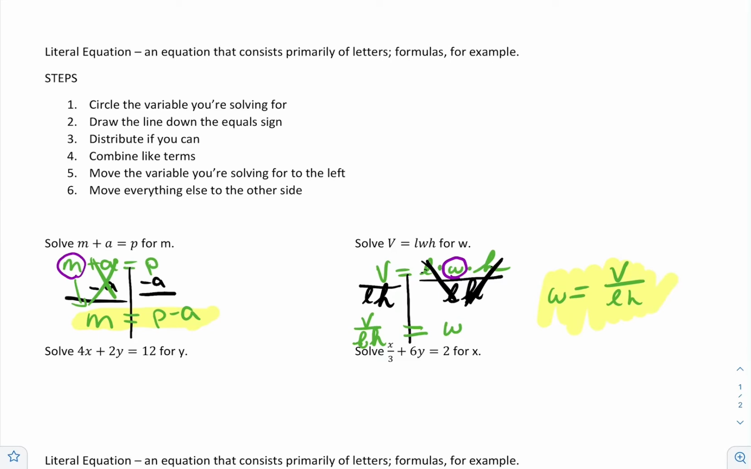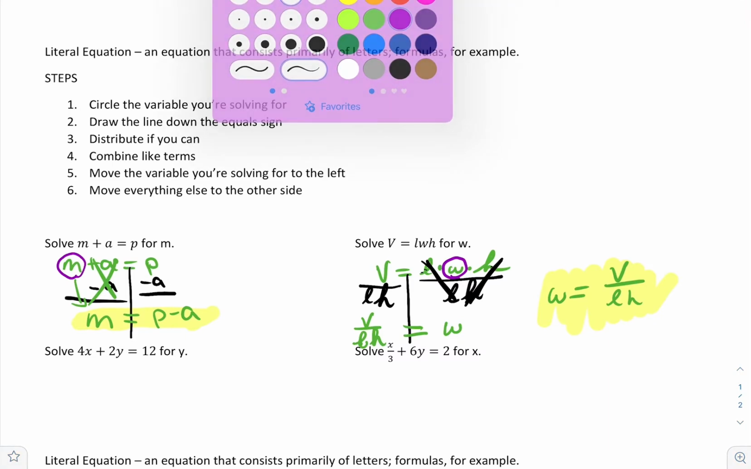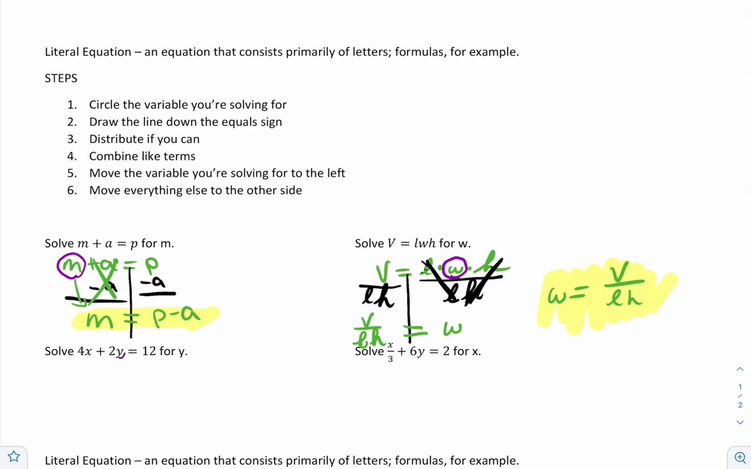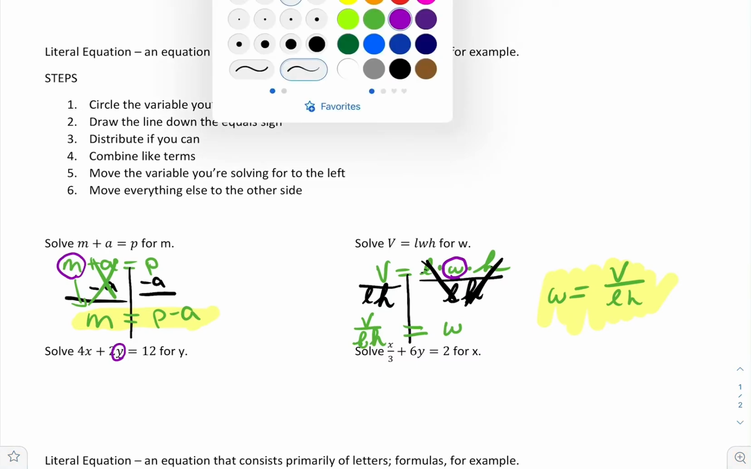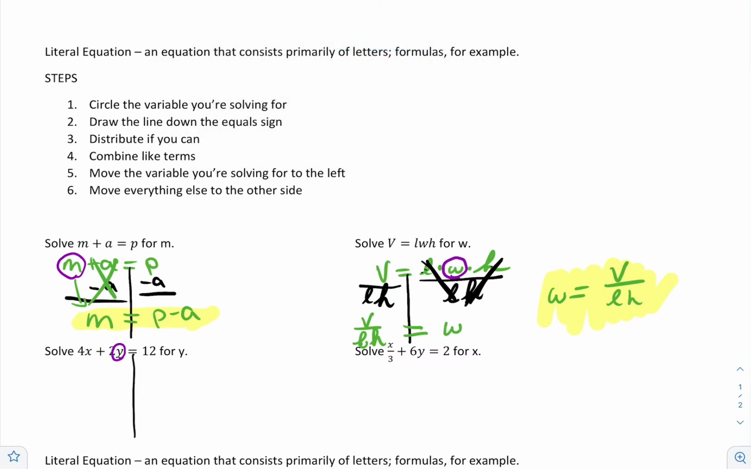This next problem says solve 4x plus 2y equals 12 for y. All right, so let's go ahead and circle what we're looking for. We're looking for y. All right, let's go ahead and draw our line down the equal sign.